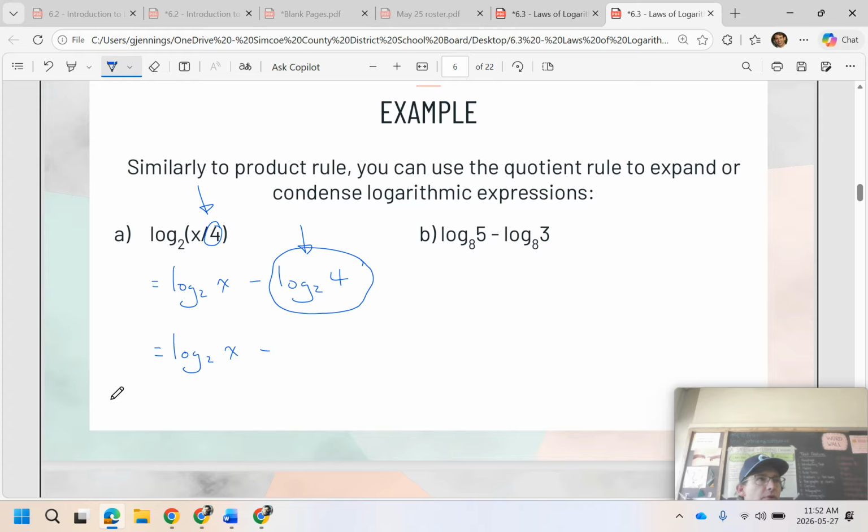But I can just evaluate it. There's nothing in there. I can evaluate it, and I can evaluate it without a calculator. What power do I need to raise 2 to get 4? 2. This is just 2.